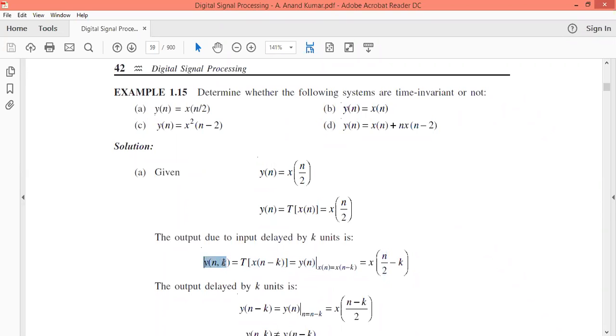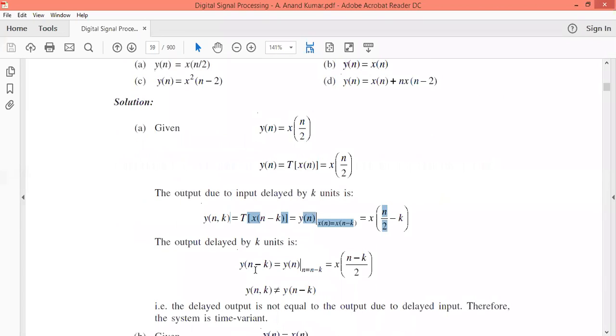Write the corresponding output as y of n comma k. Now for y of n minus k, wherever we have n in this equation, all n values will be replaced with n minus k. So what is y of n minus k here? x of n minus k by 2. Now just observe, y of n comma k is not equal to y of n minus k.